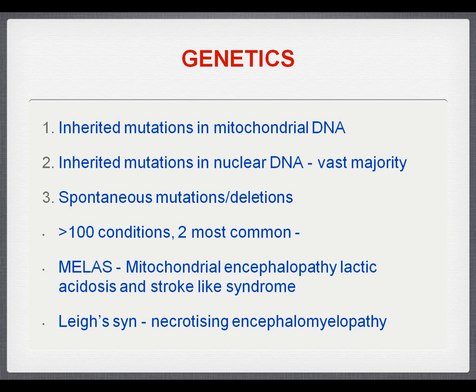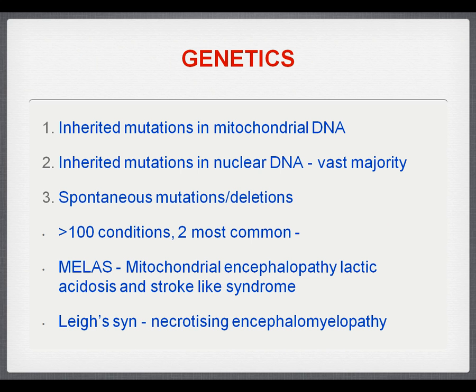So going back to that genetics and related to the unique properties of mitochondria, it's very hard to find a classification, but they group the cause of it into 3 different groups: the inherited mutations of the mitochondrial DNA, the nuclear DNA, which is the vast majority, and then spontaneous mutations as well, or deletions. There's greater than 100 conditions described.